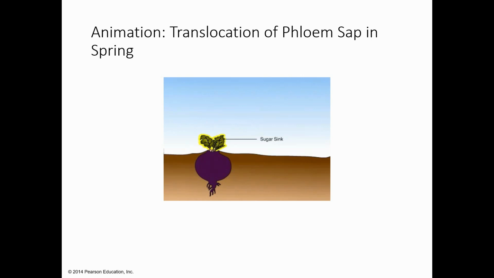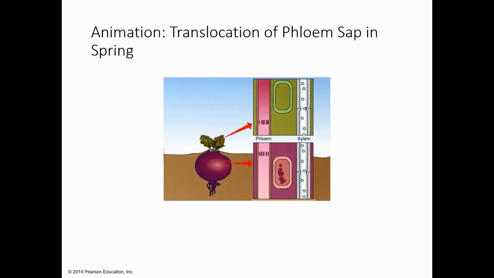In the spring, the direction is reversed, but the mechanism responsible for the translocation of phloem sap is the same. Sugar in the taproot is actively transported into the phloem. Water flows into the phloem by osmosis, increasing the water pressure. In the leaves, sugar is actively transported out of the phloem and water follows. Pressure flow drives water and sugar away from the sugar source and toward the sugar sink.